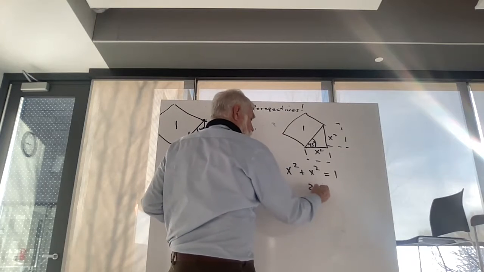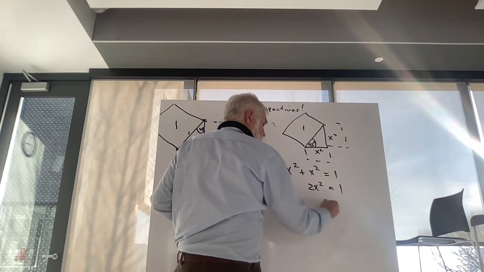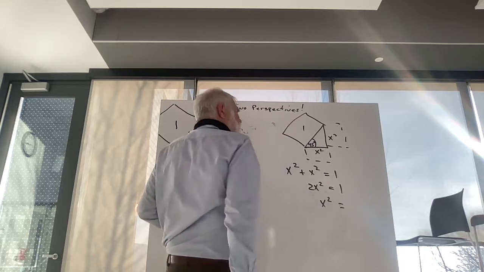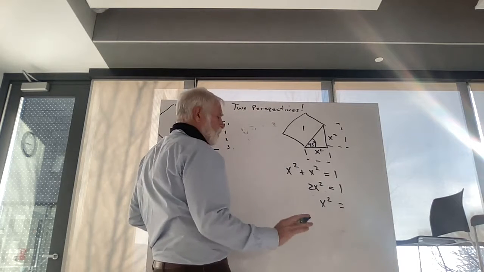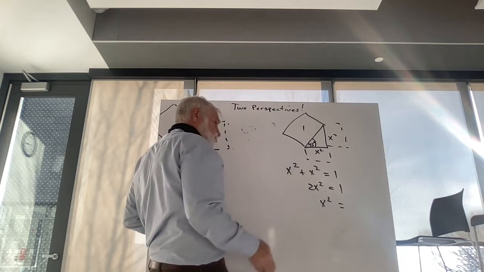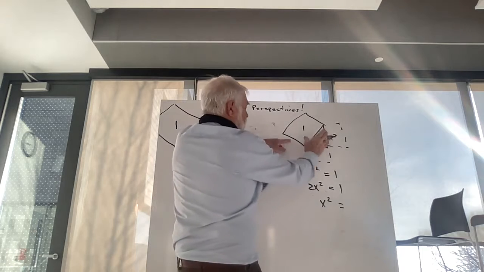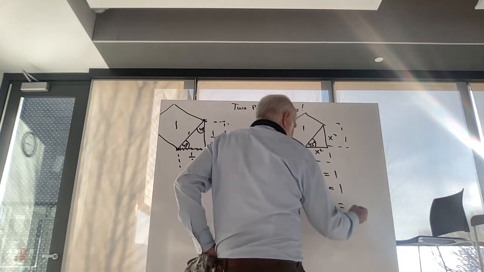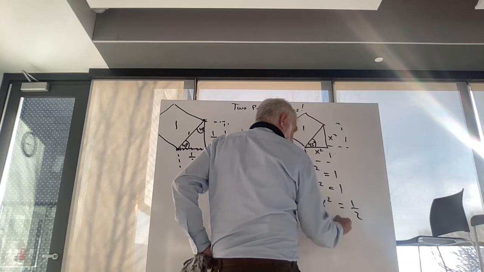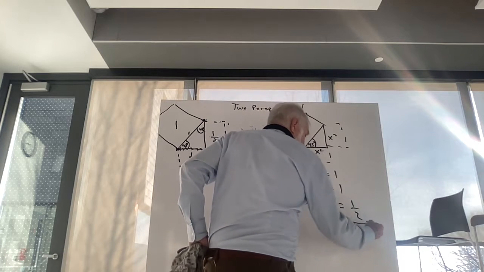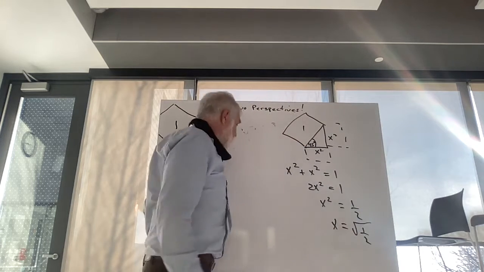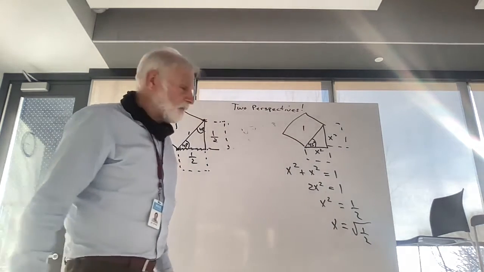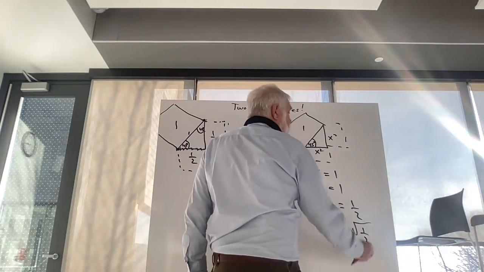Well, that's 2x squared equals 1. So x squared equals, plus or minus, but I'm going to ignore the plus or minus here just because we've got an actual picture in front of us. So x squared equals 1 over 2, and now we're at x equals the square root of a half. Right back to where we were a minute ago. Okay, square root of a half.